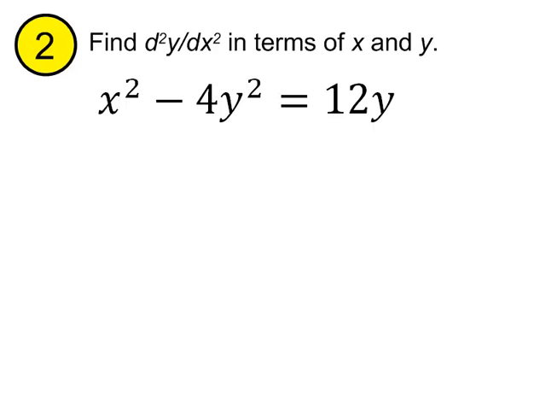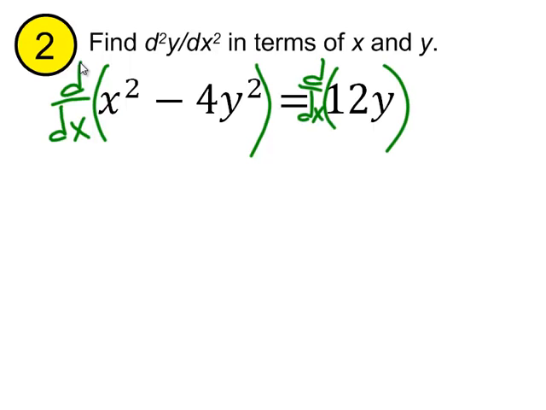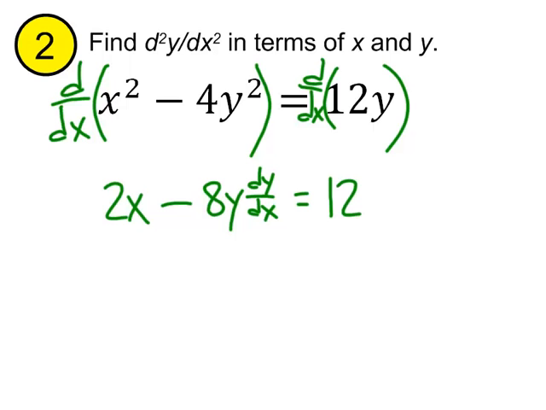Find the second derivative, d squared y over dx squared, in terms of x and y. This problem starts out pretty much the same as all other implicit differentiation problems. Let's do d over dx of both sides. And on the left, we'll get 2x for the x squared. And then we'll get 8y. And then according to the chain rule, dy over dx for the 4y squared. And on the right side, we'll get just 12 dy over dx.